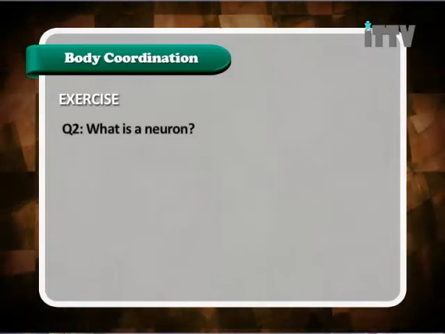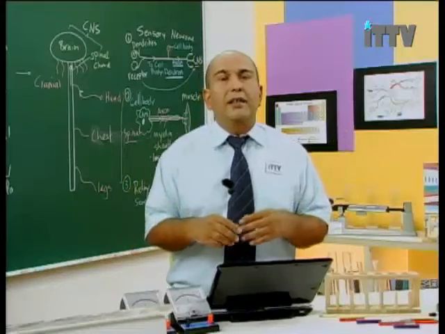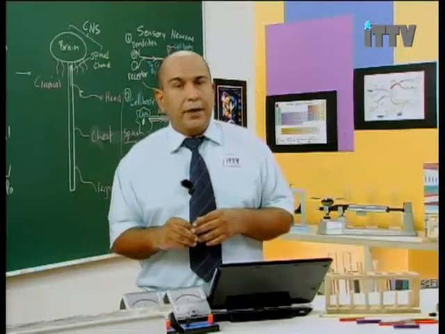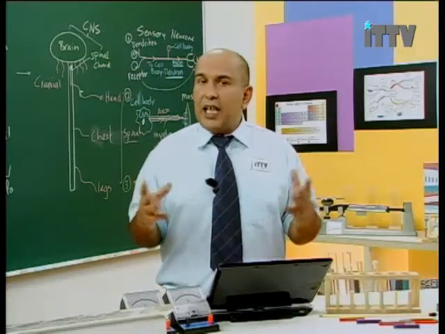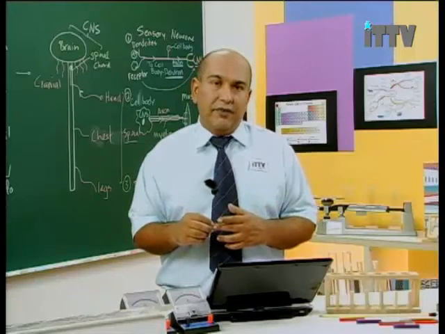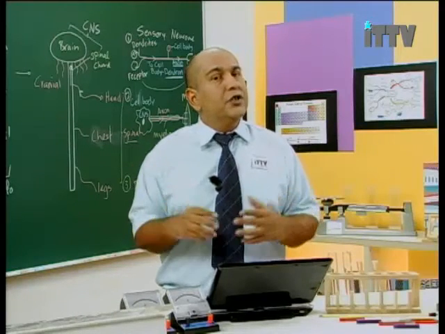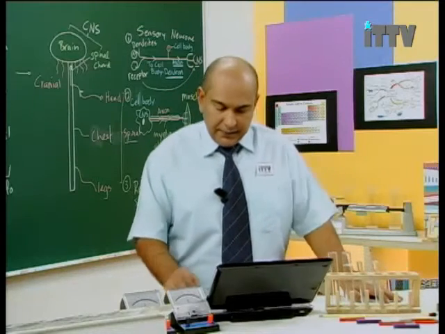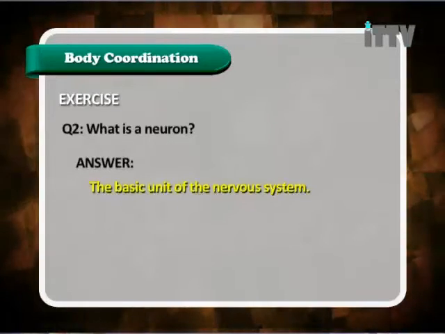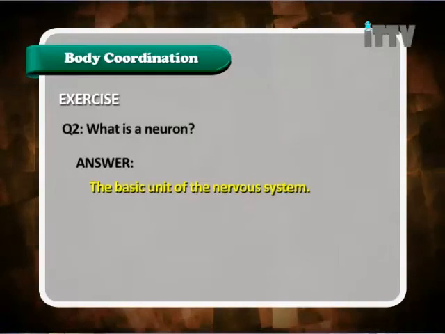What is a neuron? So what is a neuron? Okay, like when we talk about the cell, we say the cell is the basic unit of all living things. So what is a neuron? Have you written it out? Let's check the answer. The basic unit of the nervous system.